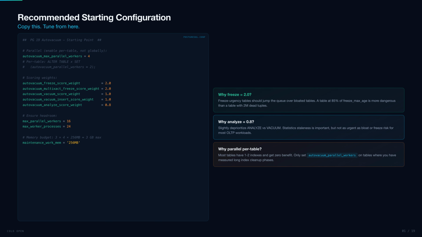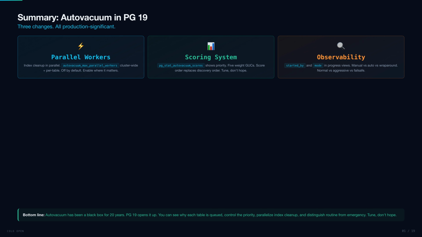Headroom, max_parallel_workers 16, max_worker_processes 24. Memory, maintenance_work_mem 256 megabytes. Worst case, 3 times 4 times 256 equals 3 gigabytes. Copy this. Tune from here. Every cluster is different.